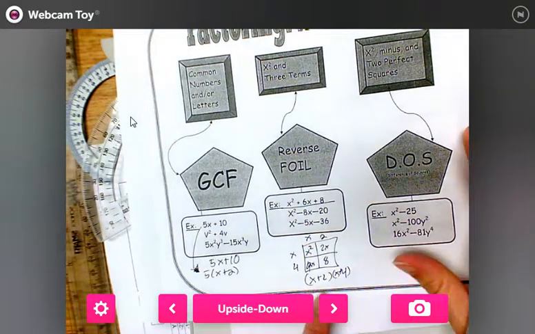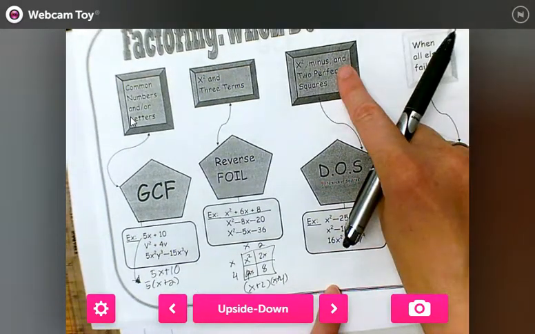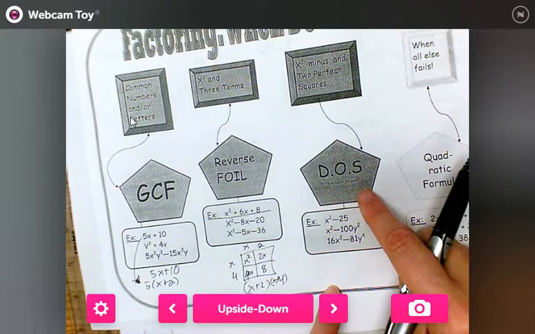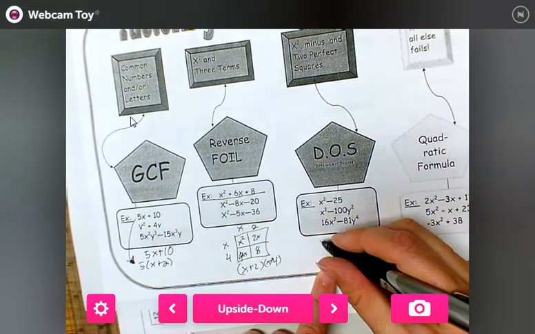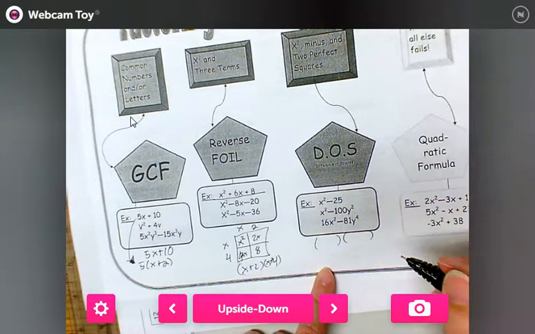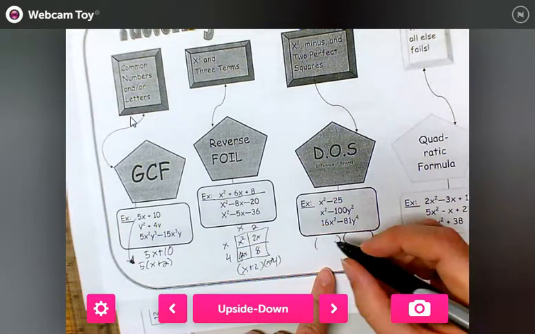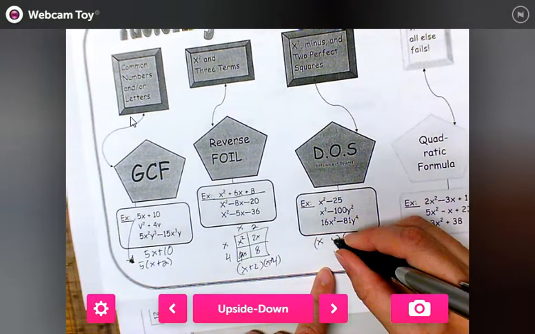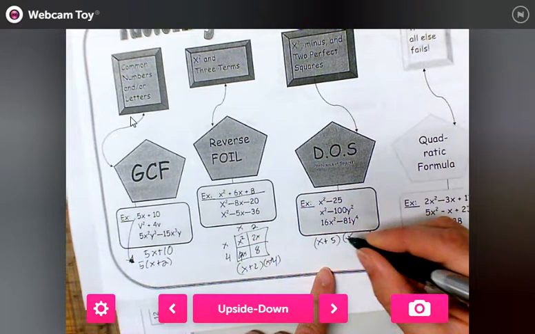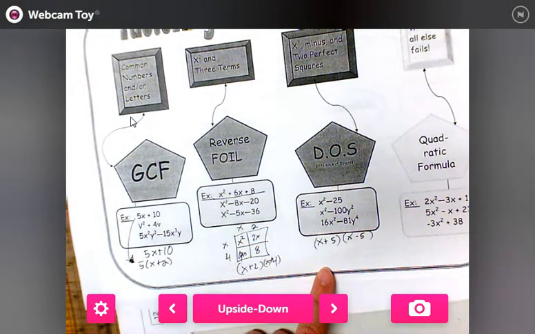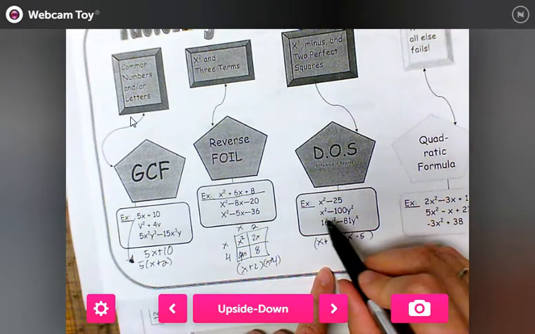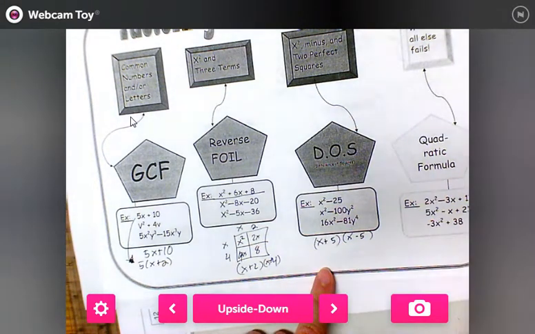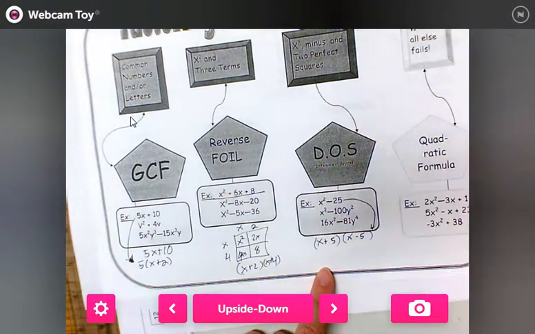Okay? If it's x squared minus and 2 perfect squares, this is when we do the perfect square thing. What's the square root of x squared? It's just x, right? What's the square root of 25? 5. So we have x plus 5, and x minus 5, and that's it. So if it's just got 2 terms and they're perfect squares, we can just do this. Okay, I'm doing that one right there.